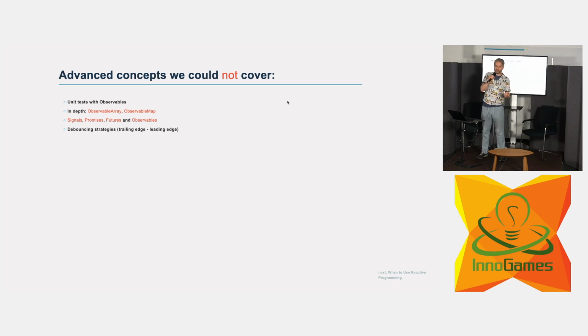And there are other concepts that also deal with future values, like signals, promises, and futures, and we could maybe think about how we can combine these things together and make them useful. I did not talk about this as well. And also some more advanced debouncing strategies. These are all topics you can go and discover.